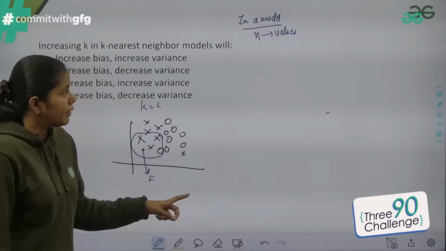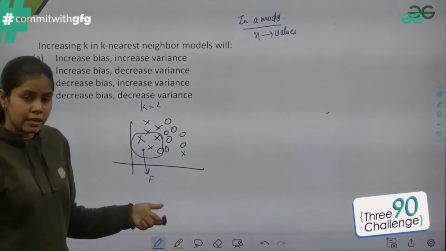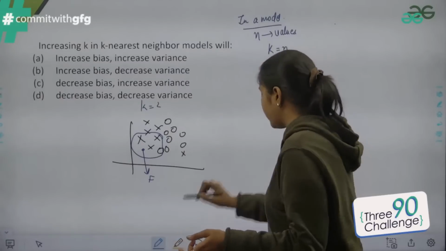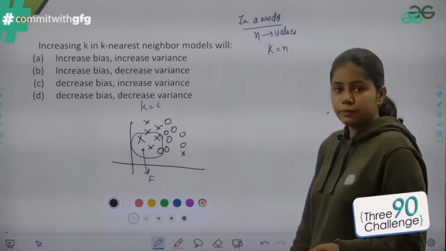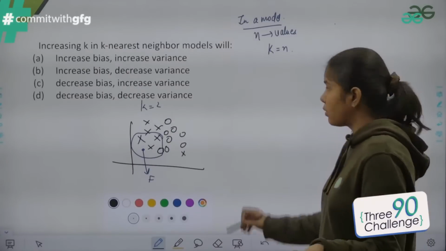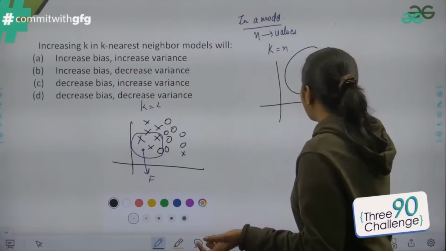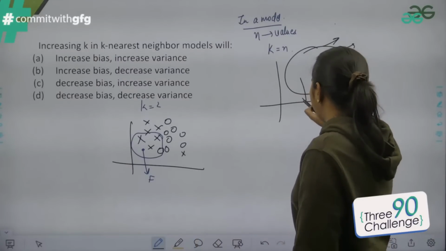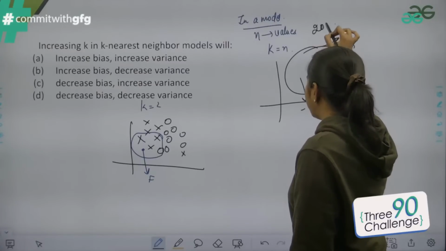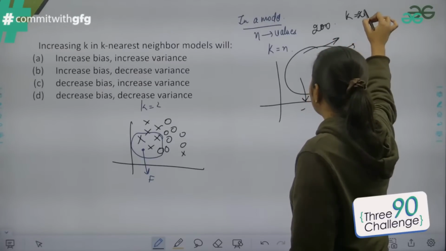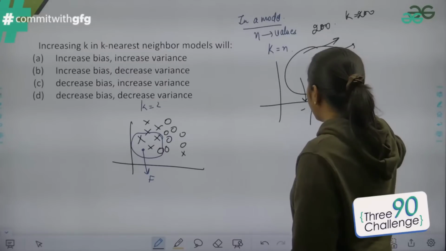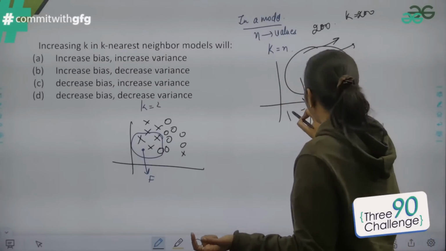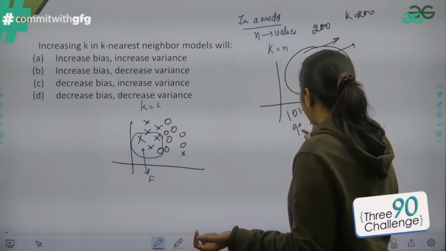So the maximum value of k can have here is n, right? What can be the maximum value? It would be n. So that means for the whole data set, let's suppose I have 200 values in the data set and I'll take k equals 200. Then if I take any other point here, what would it do? It would count how many trues there are. Let's suppose I have 101 trues and 99 false, right?